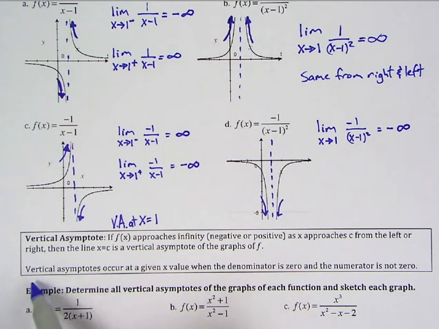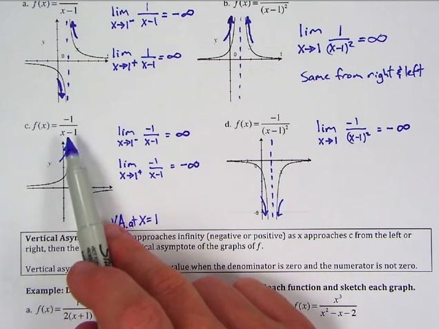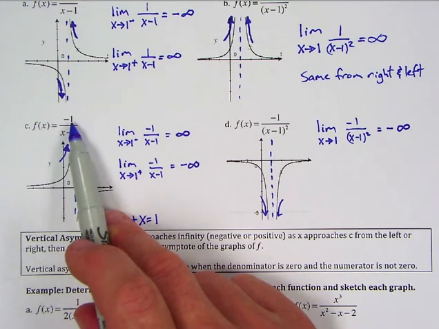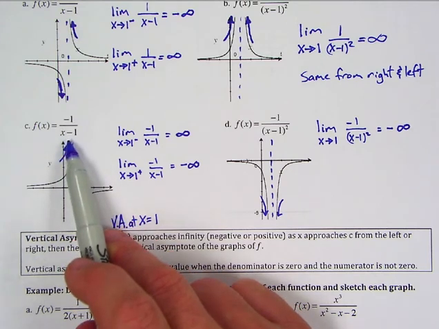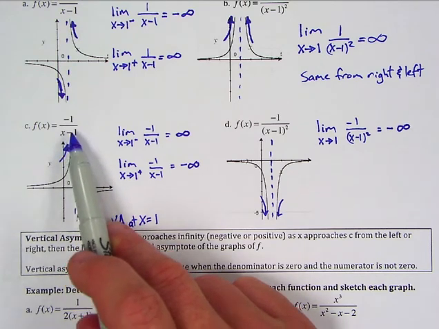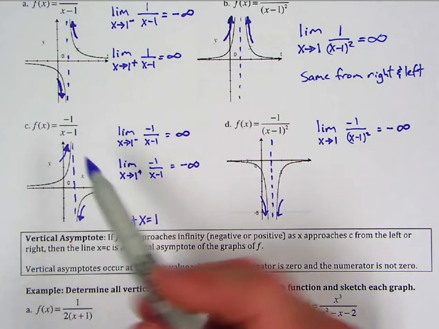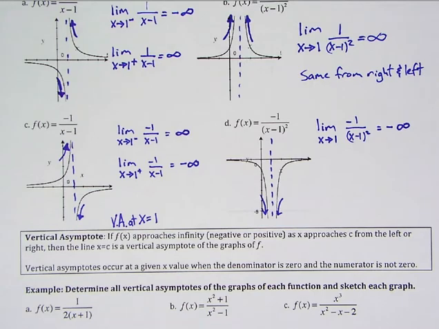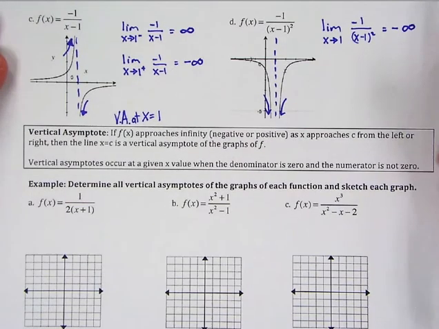Now, analytically, vertical asymptotes occur at a given x value when the denominator is 0 and the numerator is not 0. So if we look up here at these examples, if I plug 1 into the equation, notice I get negative 1 over 0. So there, the denominator is 0 and the numerator is not 0, and therefore we get a vertical asymptote.